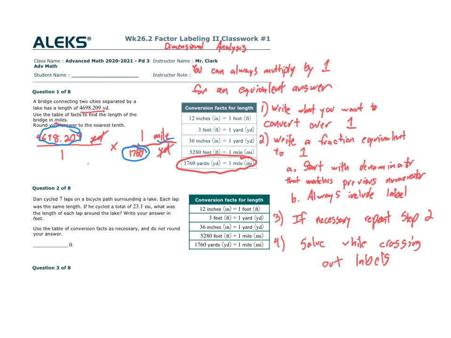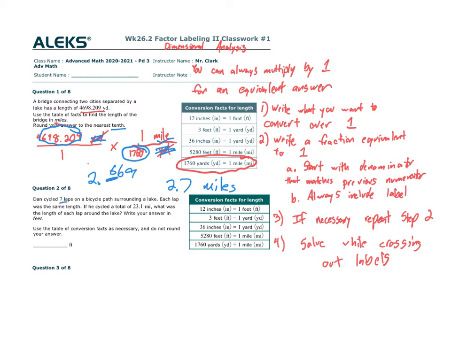You can use a calculator when a calculator is available for you, and this one definitely has a calculator available. Ooh, it gives you a big nasty answer. It wants you to round to the nearest tenth. It's going to give you 2.669 on and on and on. To the nearest tenth, the answer is 2.7, and the only label I have left is miles because we crossed out yards. 2.7 miles. Okay, next one.